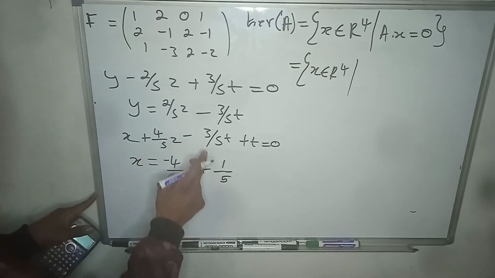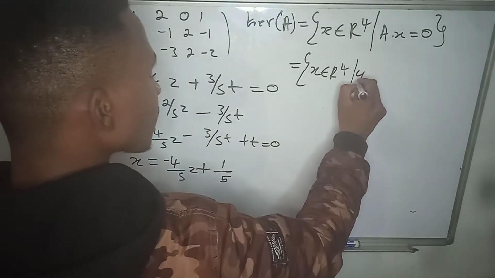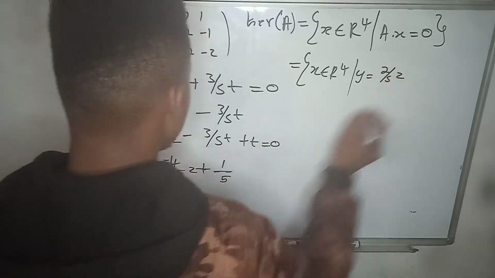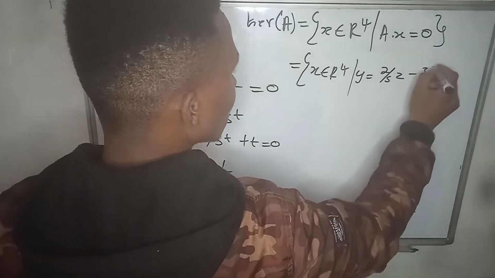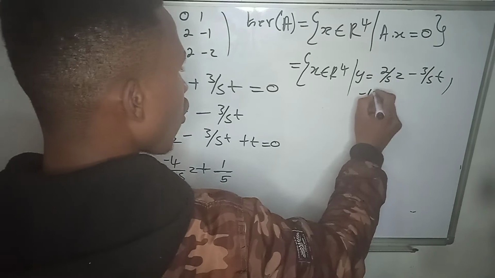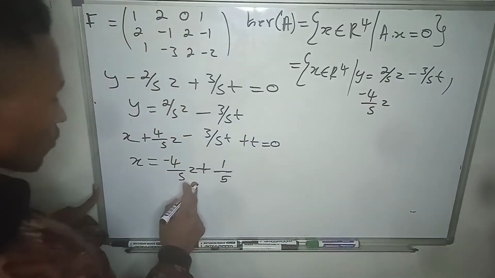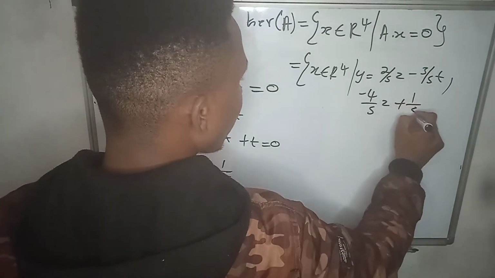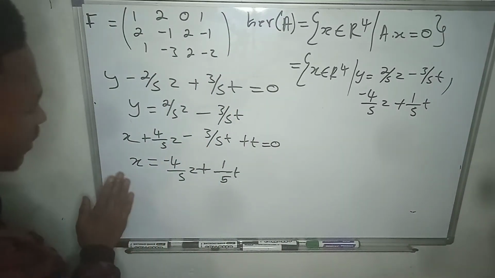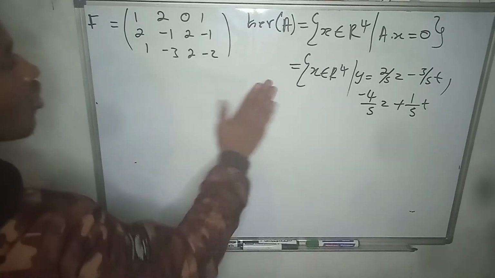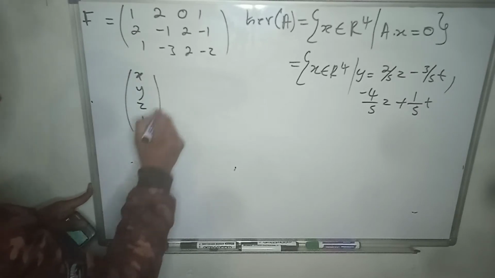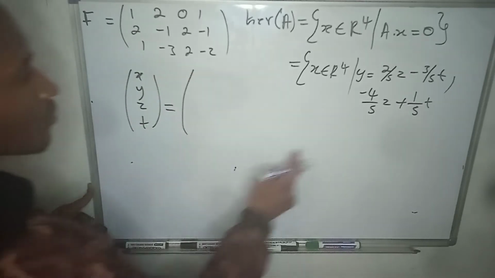So this will be what? Will be y, or you can just write these values. 2 over 5z minus 3 over 5t. And this one will be minus 4 over 5z plus 1 over 5t. Sorry, guys. So let me erase this part. So this can be written in terms of x, y, z, t, which will be the same as.